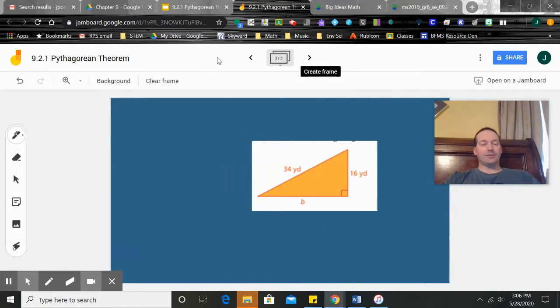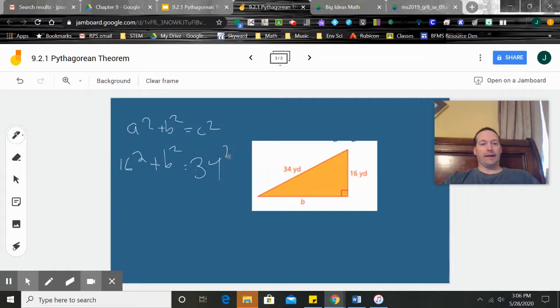All right, let's do one last one, and then you guys will be on your way. So a squared plus b squared equals c squared. They're telling us this one's b, fine. The other one's going to be a, so 16 squared plus b squared equals c squared. Oops, sorry, it is c squared, but it's going to be 34.